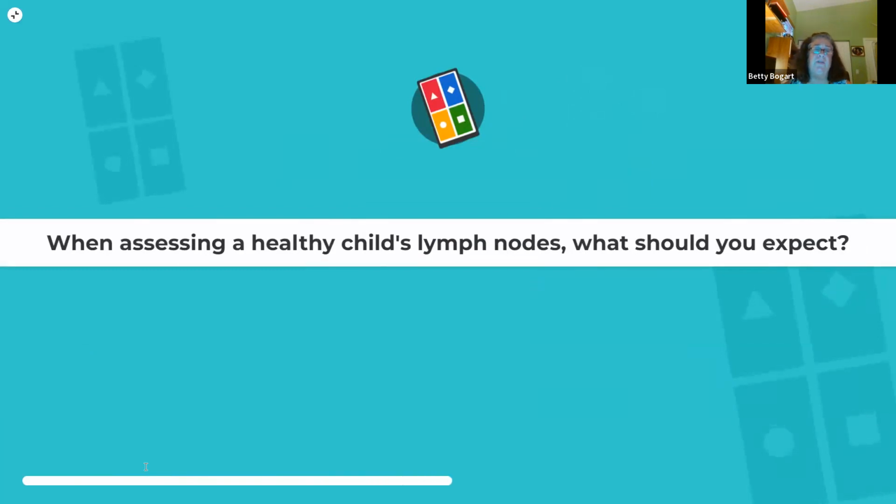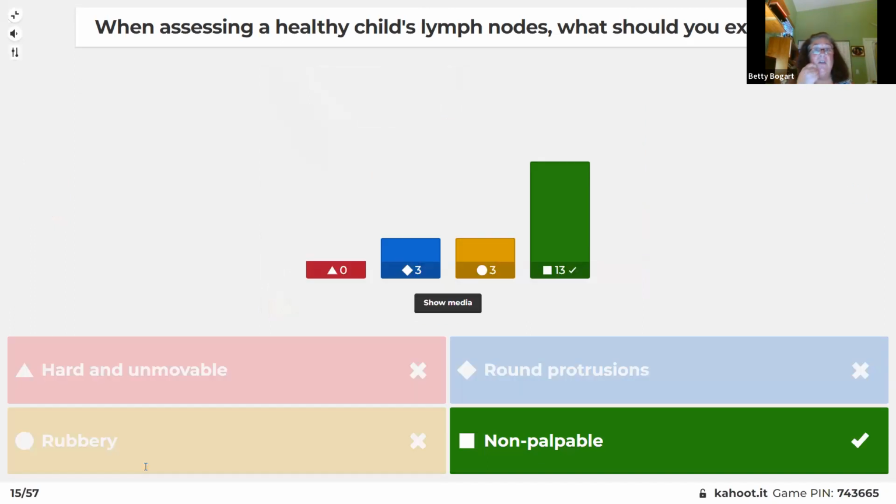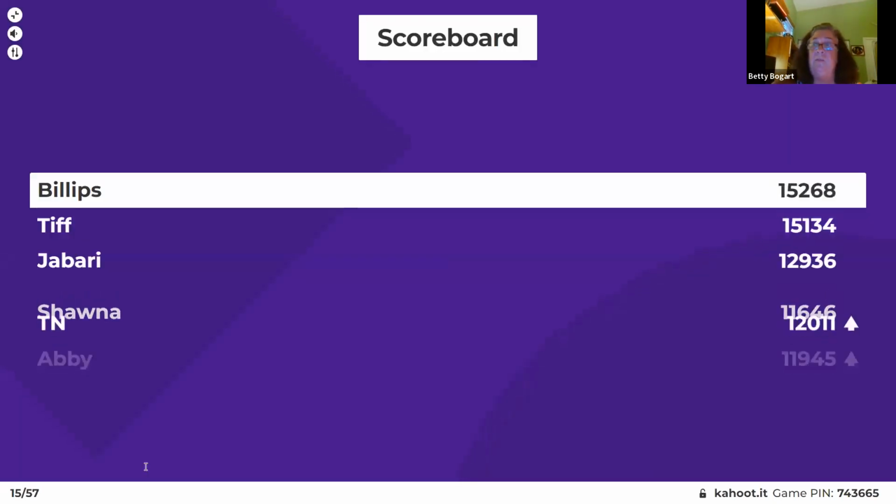When assessing a healthy child's lymph nodes, what would you expect? So in a normal, healthy child, you should not be able to feel any lymph nodes. When they are sick, you're going to be able to feel these lymph nodes. So a normal child should feel nothing.